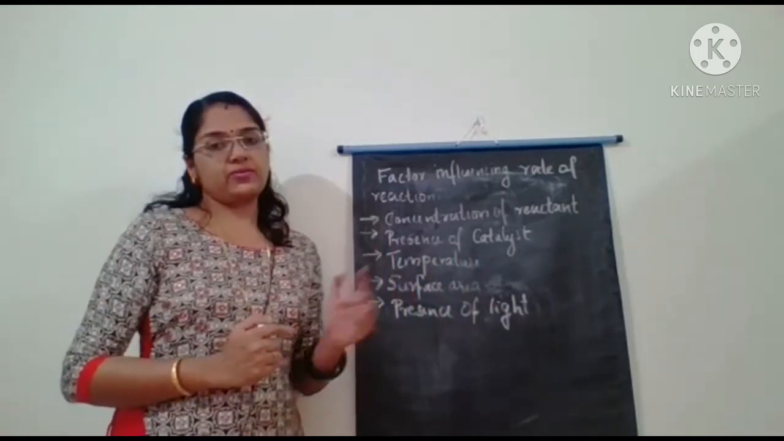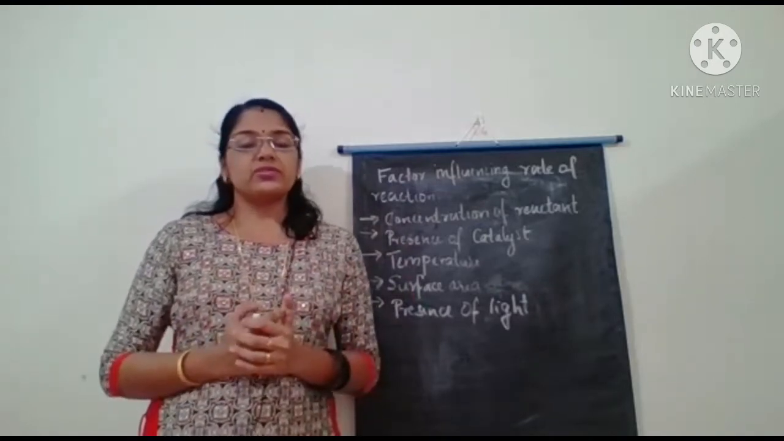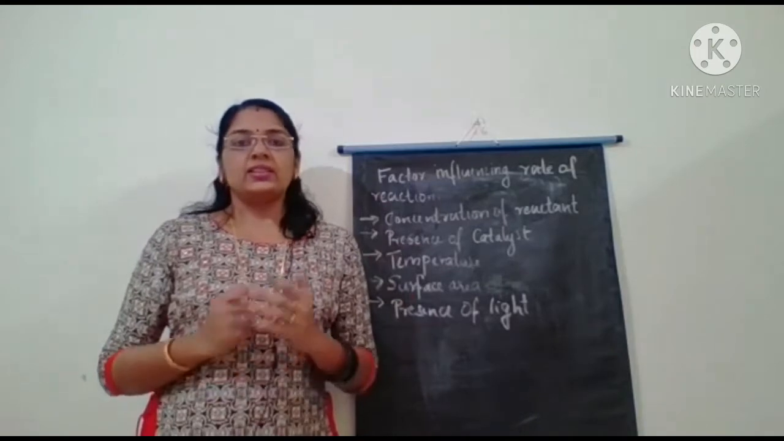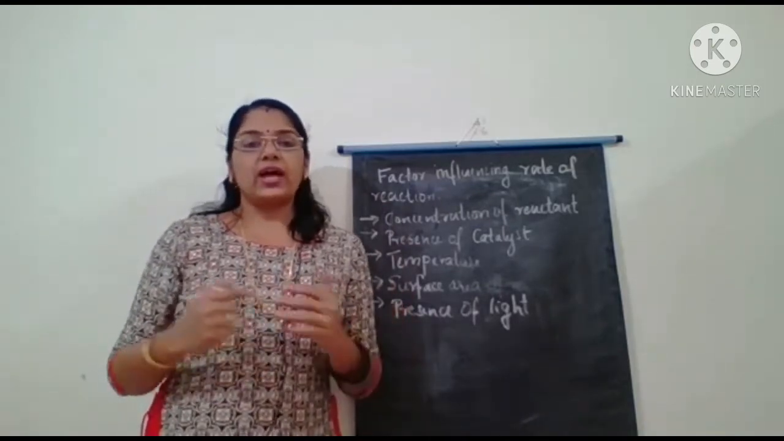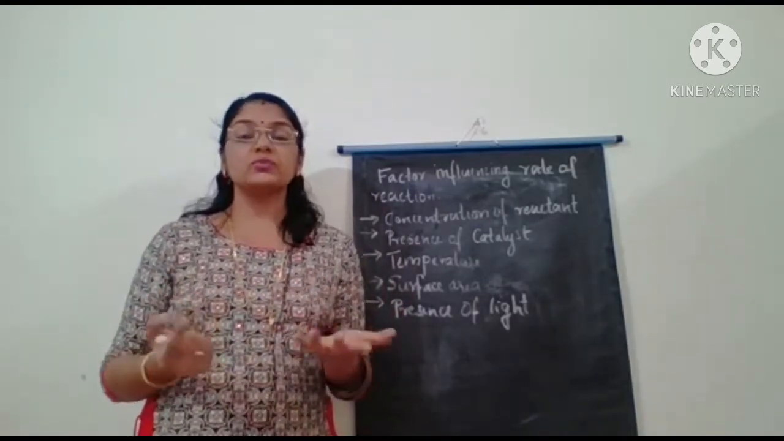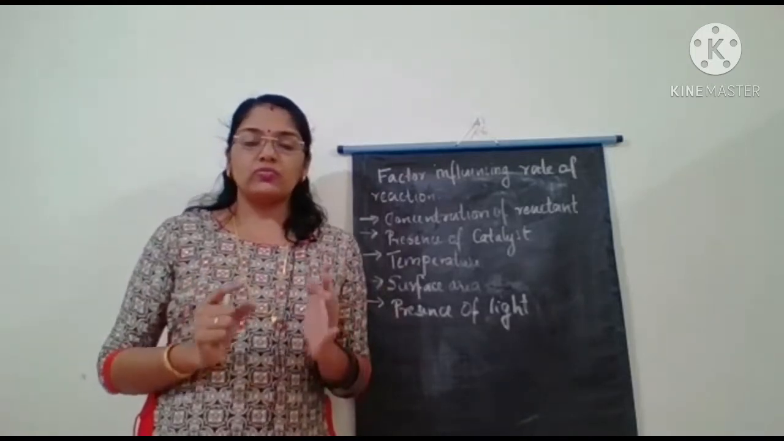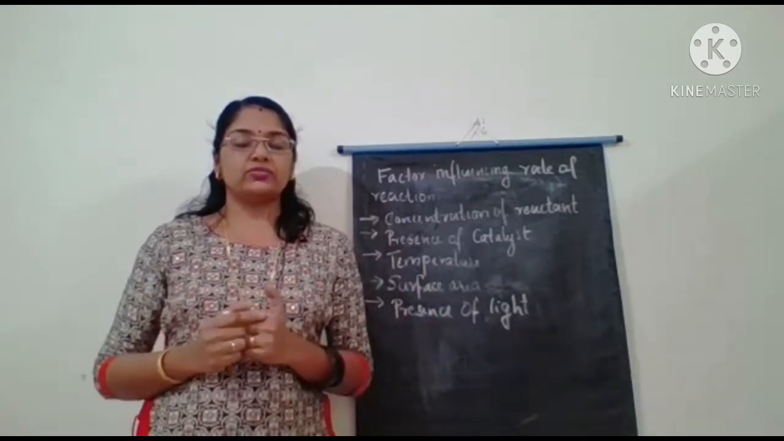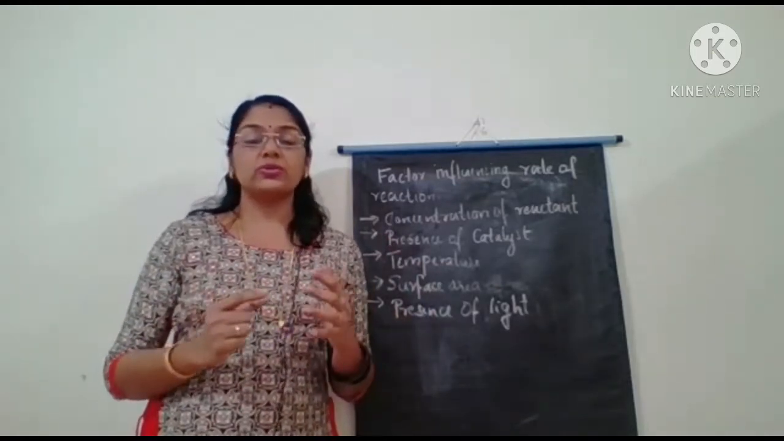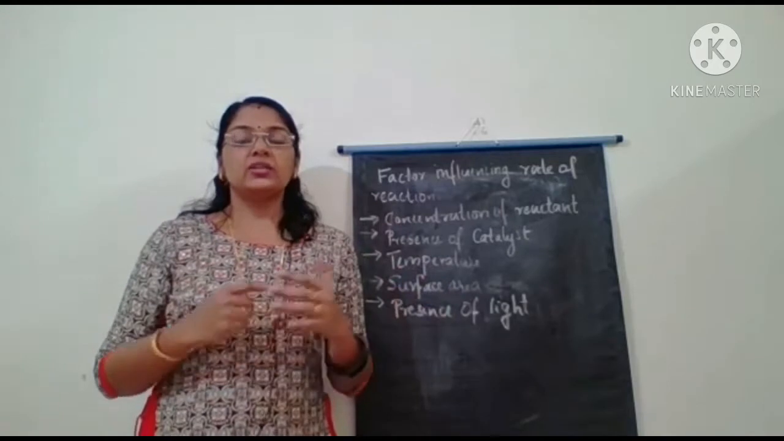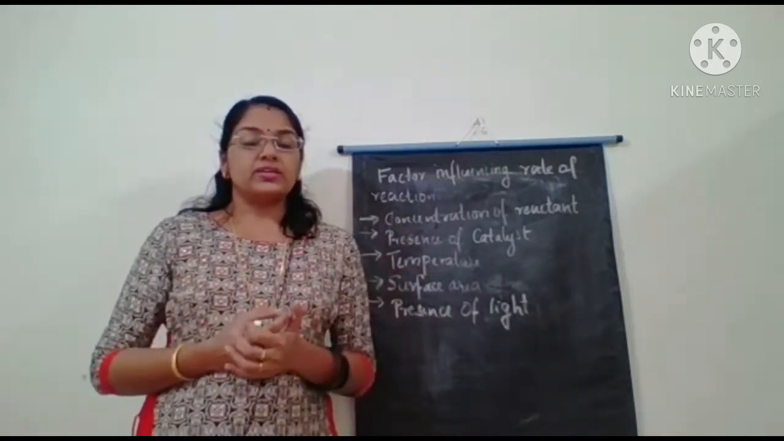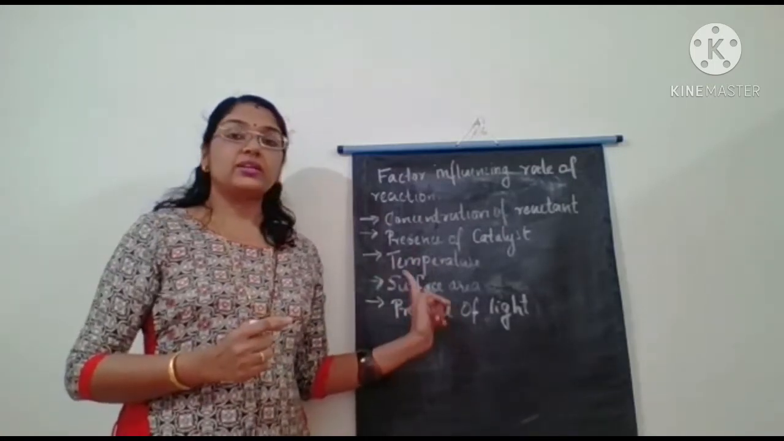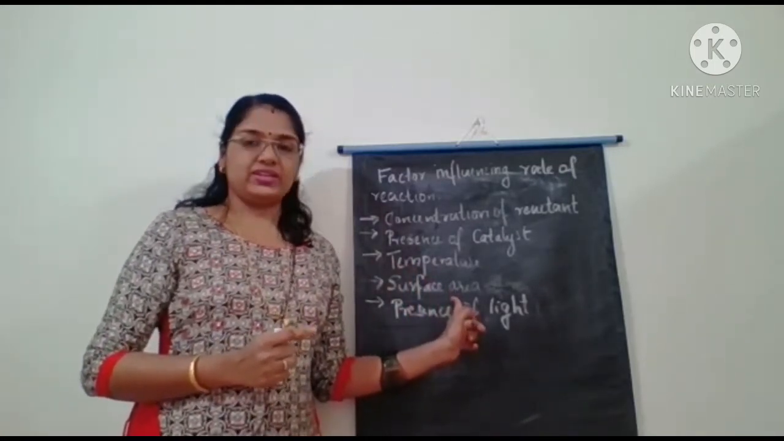Next factor is surface area. That is, the greater the surface area of the reactant, the greater the speed of chemical reactions. That means if you take crushed wood as well as a log of wood, the crushed wood will burn faster than the log, because crushed wood occupies a larger surface area. Therefore, it will increase the speed of chemical reactions. So, the greater the surface area, the higher the rate of chemical reactions.